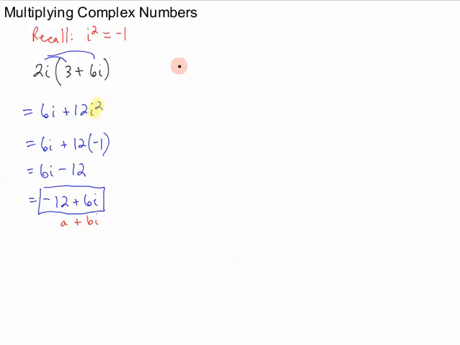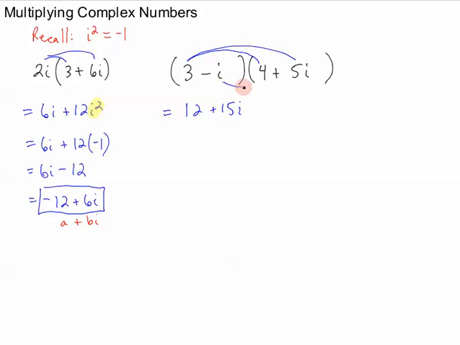Okay, what if you want to multiply two complex numbers that have two terms? So 3 minus i times 4 plus 5i. You do just as you'd imagine here as well. You distribute everything through. 3 times 4 is 12. 3 times 5i is 15i. Negative i times 4 is -4i. And negative i times 5i is -5i squared. And just remember that i squared is -1.